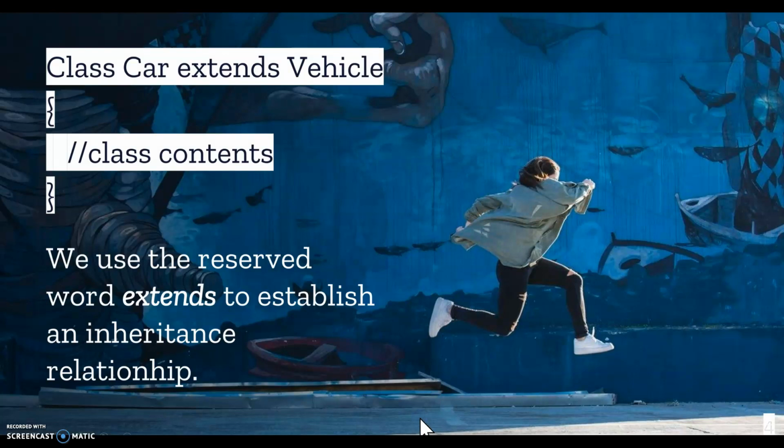We use the reserved word extends to establish the inheritance relationship as shown above. Class Car extends Vehicle.